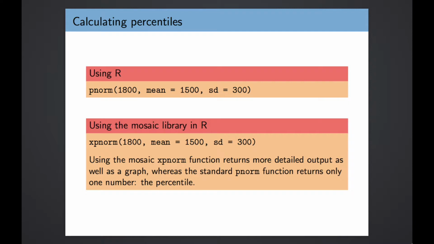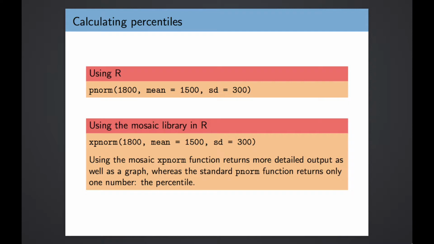The command is called pnorm, and the command takes three arguments. The first is the value you want to evaluate. The second is the mean of the distribution, and the third is the standard deviation of the distribution. So in R, this defines what the normal distribution looks like. It has a mean of 1500 and a standard deviation of 300. So you specify those parameters, and then you also enter in the value that you want to evaluate. So the order of this is pnorm, the value you want to evaluate, the mean, and then the standard deviation.